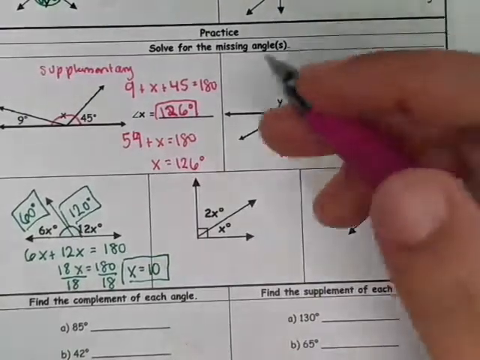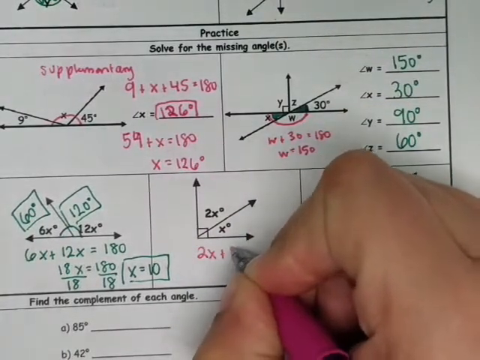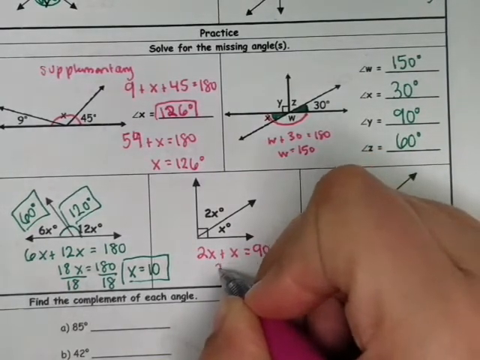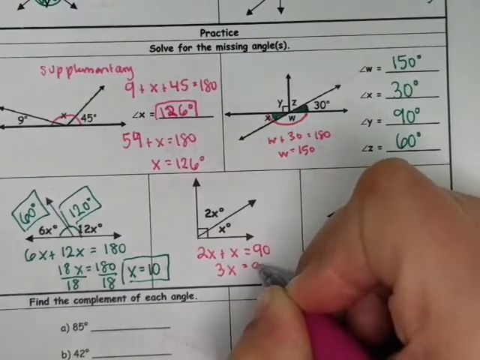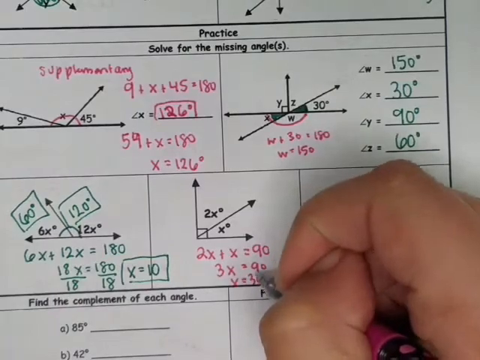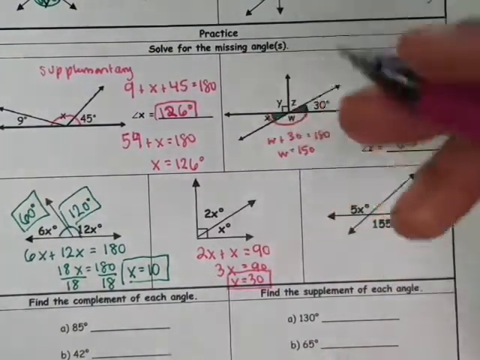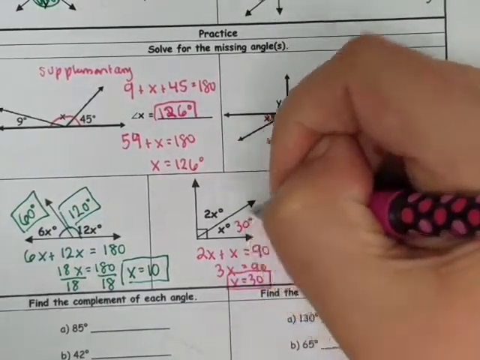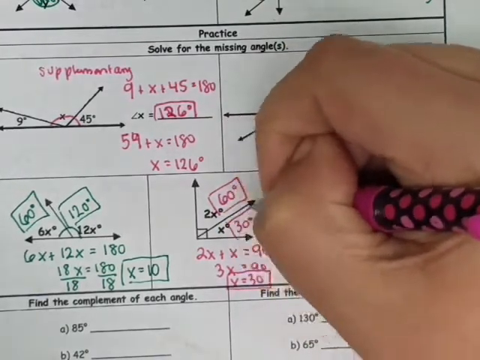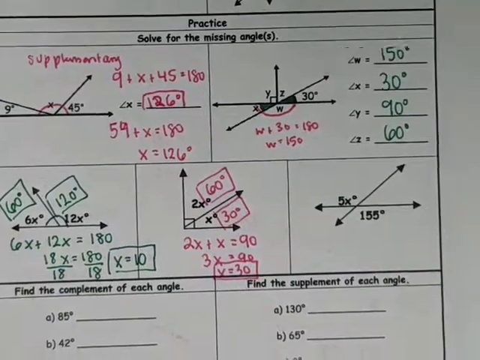This problem is complementary. Complementary, the sum is 90. So 2x plus x equals 90 degrees. 2x plus x is 3x. And 3x equals 90, which means that x has to be, because I'm going to divide by 3, 30. So x is 30. They also want to know the angle measures themselves. So this one is just x, so it's 30. And this is 2 times x, which is 60. So my missing angle measures were 30 and 60, which does give me the 90 degrees.